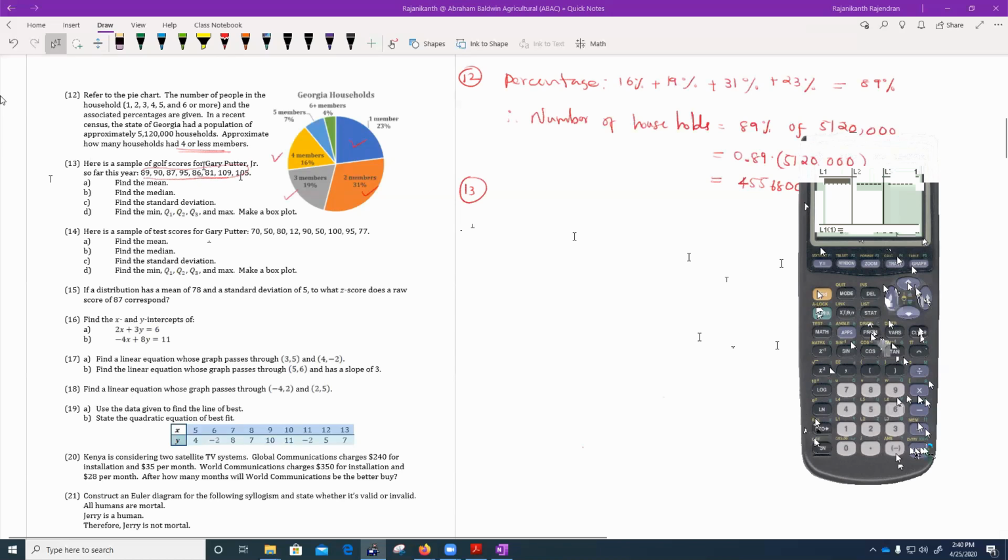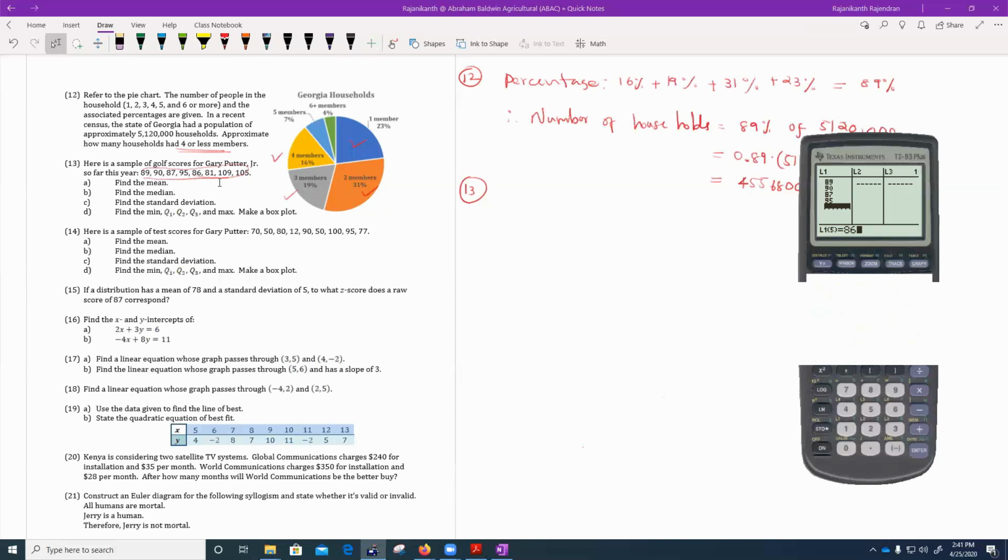Okay, now I'm going to enter these data values. So my first value is 89, 90, 87, 95, 86, 81, 109, and 105. Okay, so I have entered all the data values. Now let us summarize the data. Let us get the summary of this data set. So go to stats, calc, and number one. Okay, simply enter that. These are the data summary you are getting.